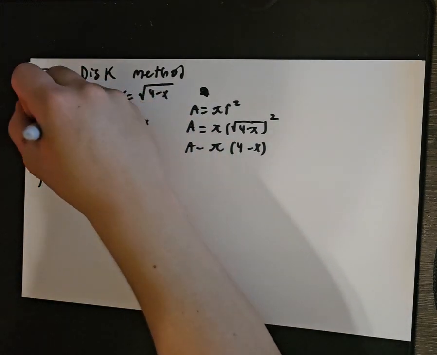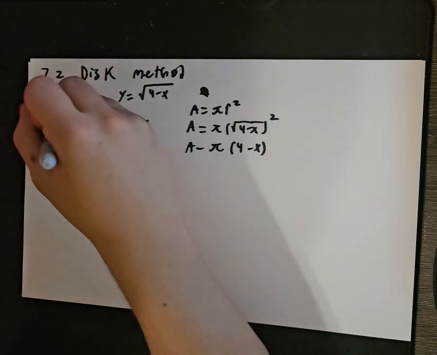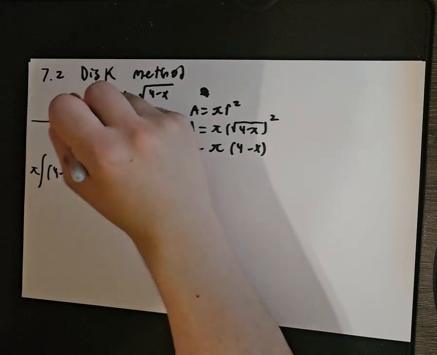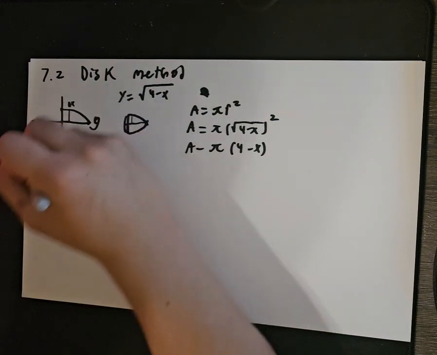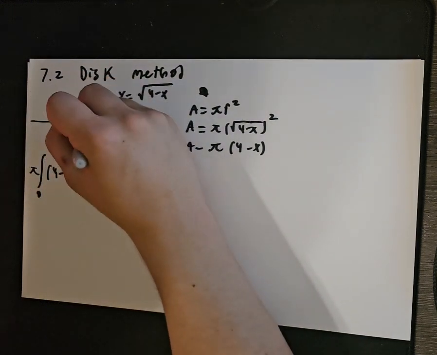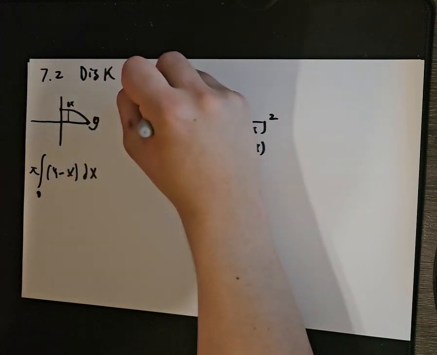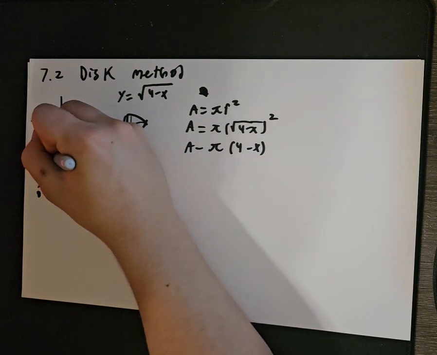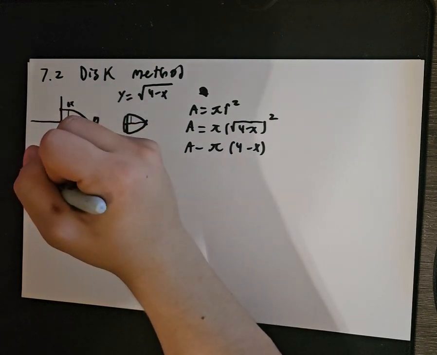Say we're given the bounds, these two bounds, with the two axes. So this is x equals 0, and this, you can easily see it is 4, because 4 minus 4 is the square root of 0, which is 0. So from 0 to 4, that's how we're integrating.